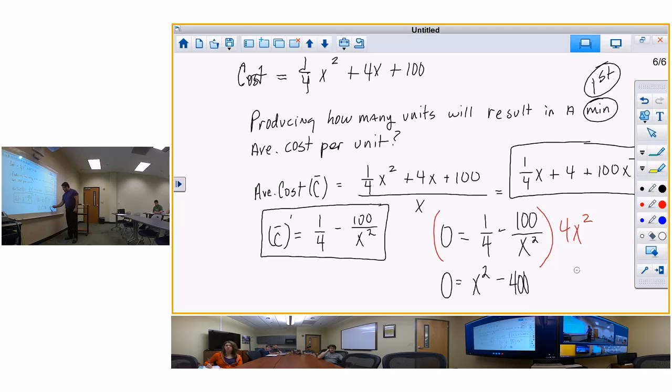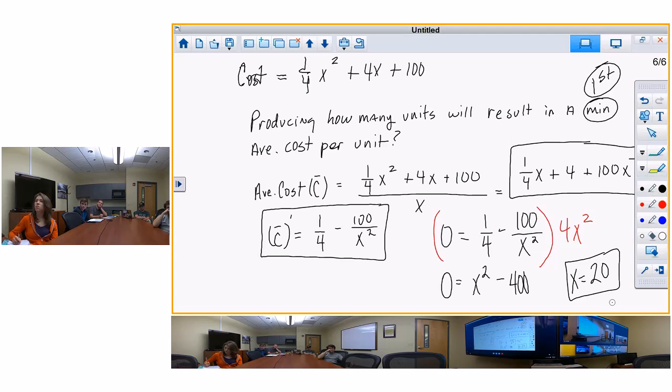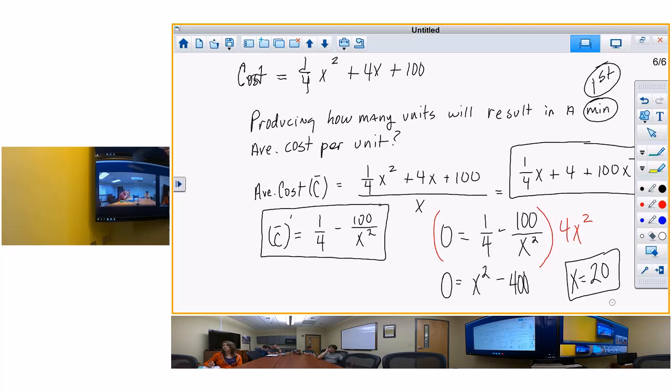So x comes out to be 20. Why did I not pick negative 20? Because it's not in the first quadrant, you wouldn't want to produce at that point. Thank you. You're starting to think like a business person. So 20 is your magic number. And now you can take 20 and do what with it? Plug it into both the equations.